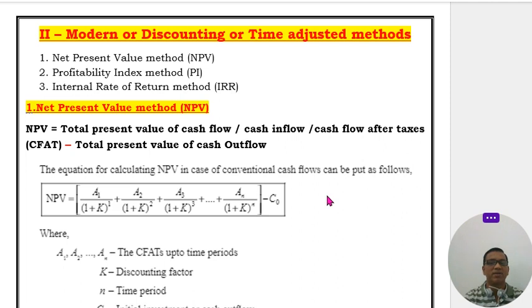How is it applied? The future cash flows are converted into present cash flows. The conversion of future cash inflows into present cash inflows by applying the time value of money is called discounting. How will we apply it? With the help of the table values, the present value tables. So in the modern discounted cash flow methods, we take the help of the table values: present value of rupee table values and present value of annuity table values.